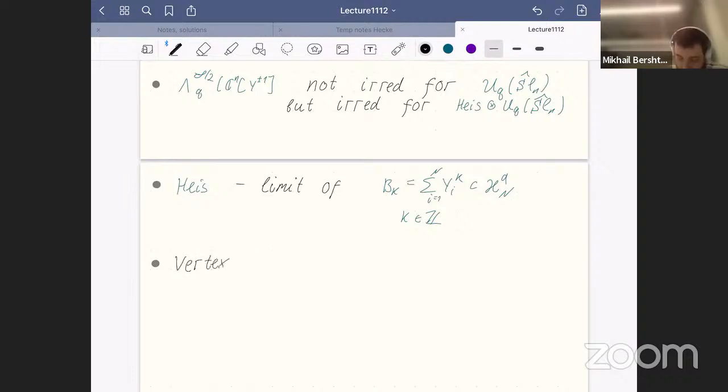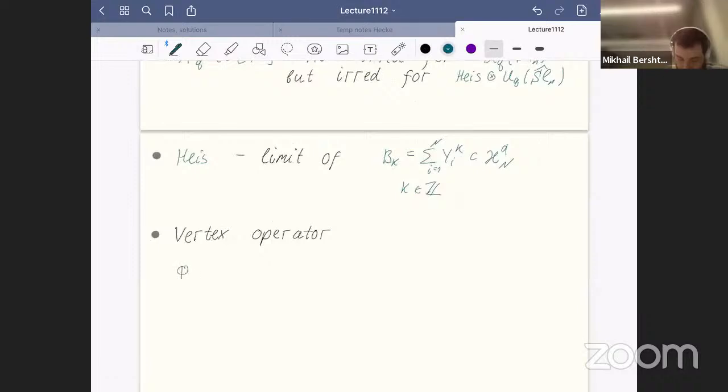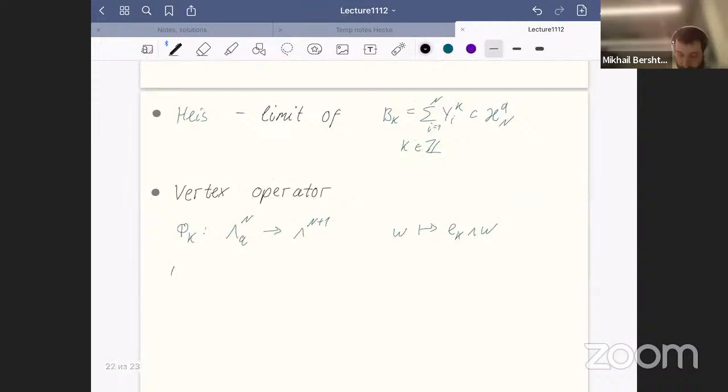It is the notion of the vertex operators. We have operators, denoted by k, which act from Lambda^n to Lambda^(n+1). Namely, k takes any w and maps it to e_k wedge w. We have such naive operators. And the first property which we need is that they are intertwiners for U_q sl_n.